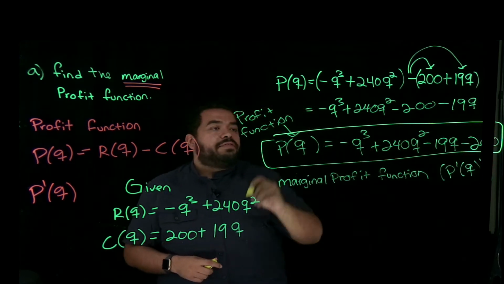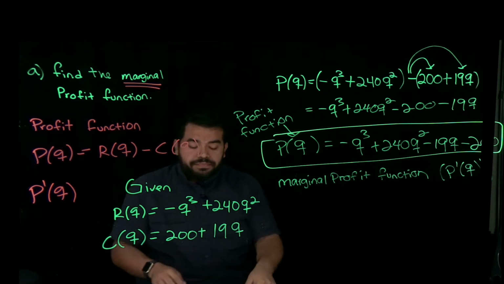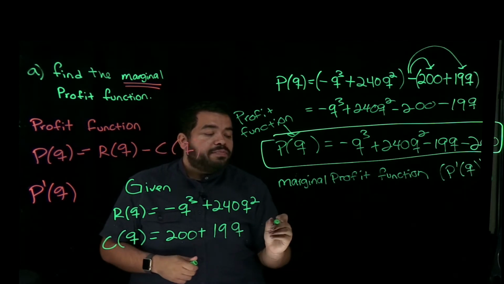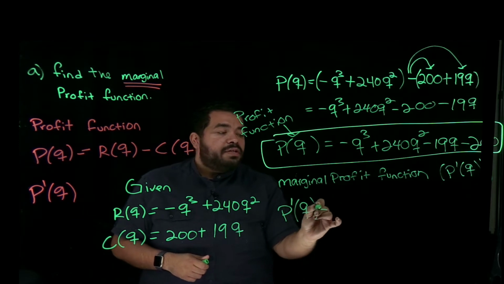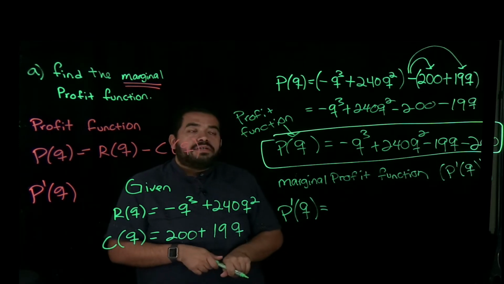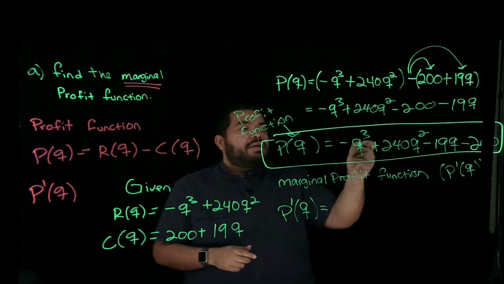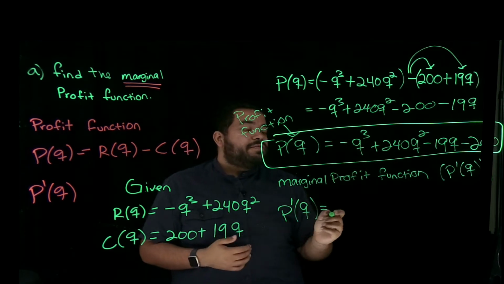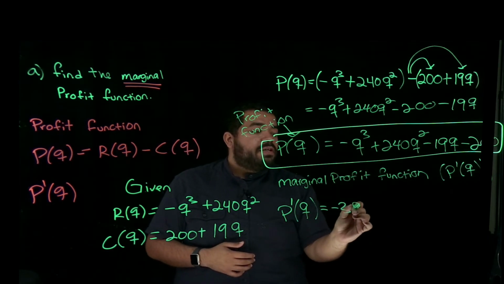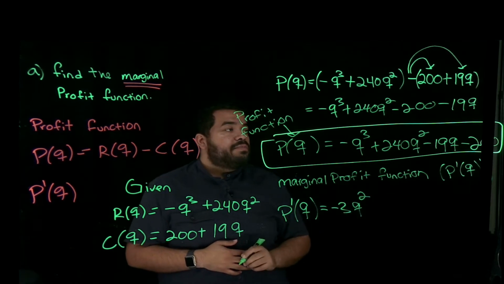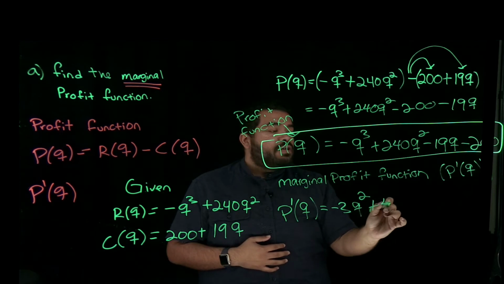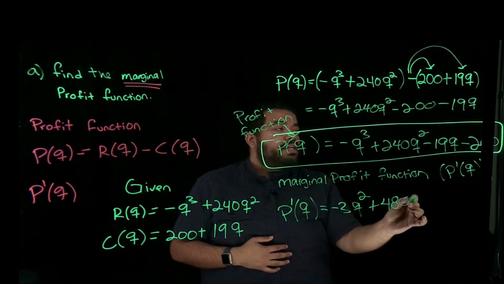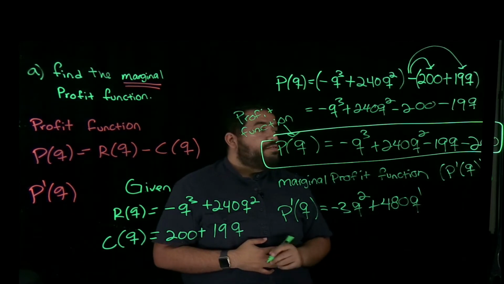So again, this is my profit function. I am going to be using this here. So let's go ahead and compute the derivative of this. Using the derivative techniques, I multiplied 3 by the negative 1 in the front. That becomes negative 3q to the second power. How about this? You bring this 2 to the front. That gives me 480q to the first power.